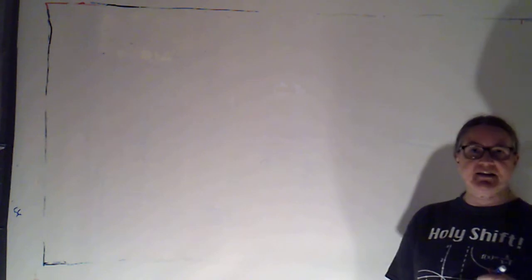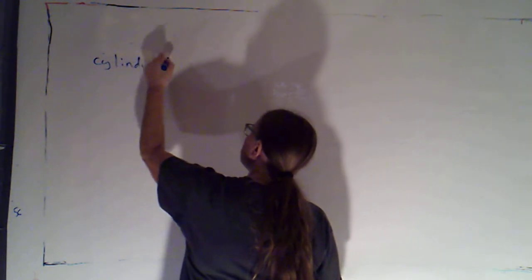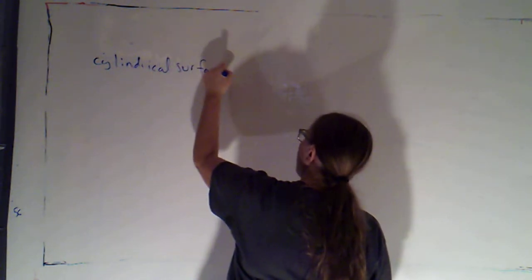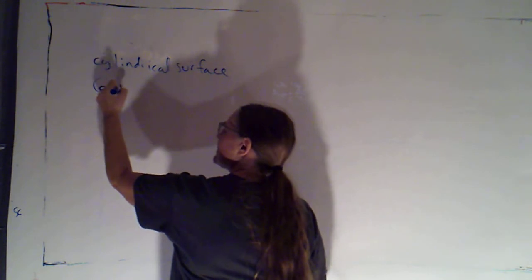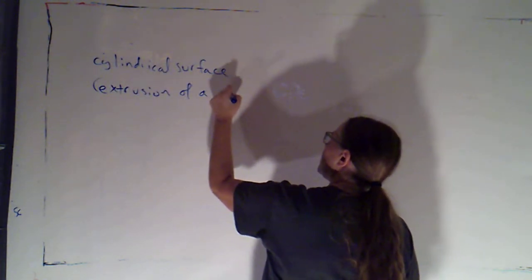I want to take a look at just a couple of other common types of parametrizations that we might encounter. One would be for a cylindrical surface. Remember, a cylindrical surface, we haven't really looked at those in a while. That was when we did this process of extrusion. So this is the extrusion of a plane curve.